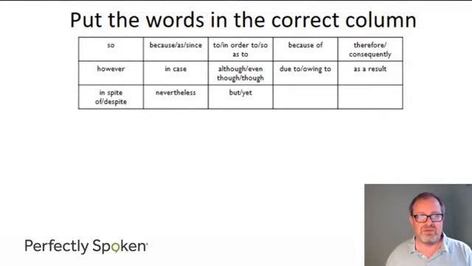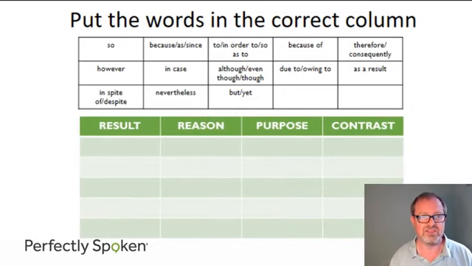And so first of all, here we have a table, and there are a number of discourse markers in the table, and we want to decide what is the function of each of these discourse markers. Okay, so I've got 4 categories. The first category is result. The second, reason, why something happened. To express a purpose, why you did something. For example, I went to the supermarket to buy some bread. And then contrast, two contrasting ideas joined together.